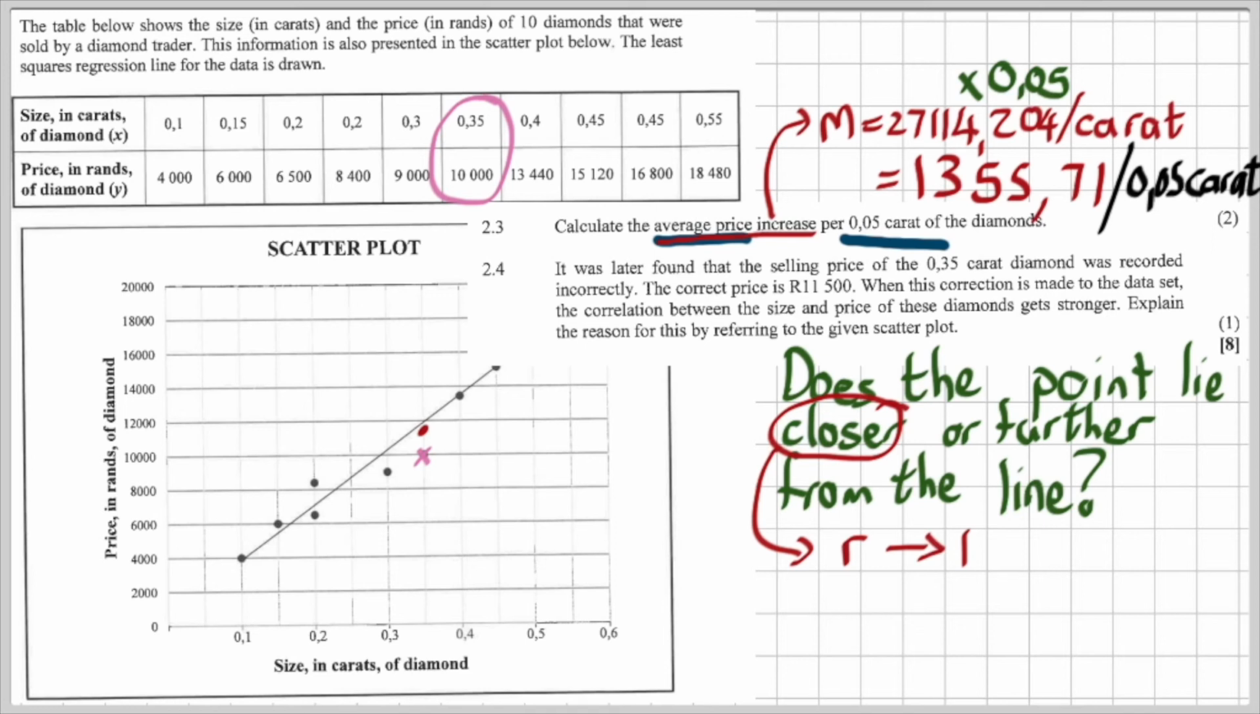If they, for instance, said to me that it shouldn't have been 11,000, but it was 6,000 Rand, and I just put it there with that green blob, what would have happened to the R value? Would it have gone to 1 or to 0? It would have gone to 0. It is now further away, so therefore the correlation would be weaker as well. I'm hoping you get this. It is so simple, but man, it is score marks. So therefore, the correlation gets stronger.